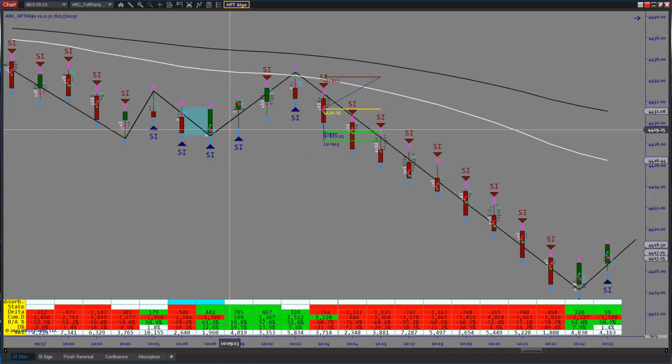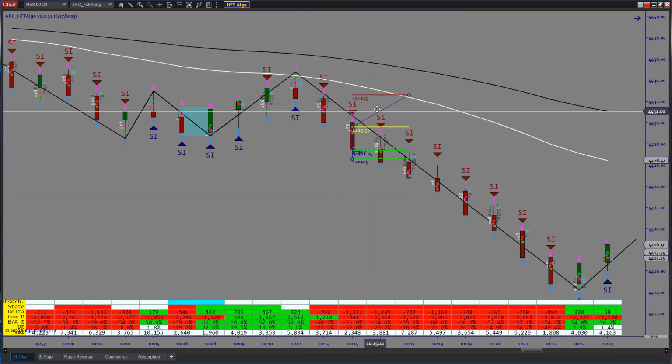EMAs are down, lower lows. We come back up. We're trading back into the EMA. We're positive net delta. Sorry, positive net delta. There's our negative net delta flip. And then that would be the trade.